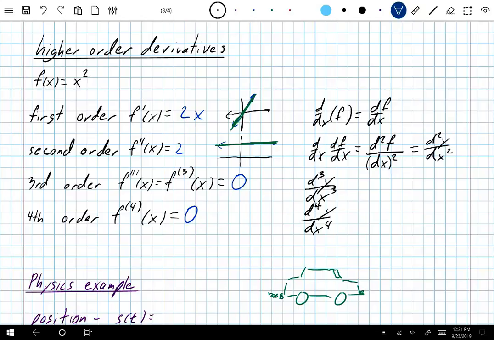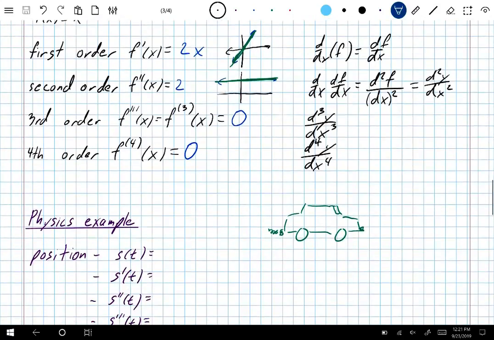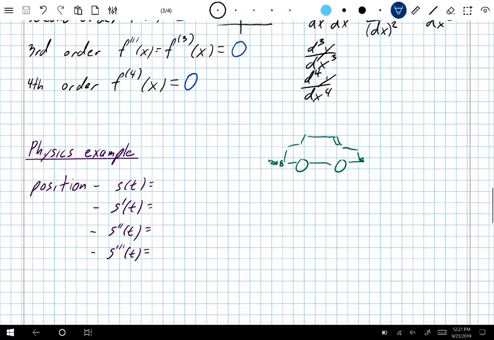Okay, cool. That's not going to come up that much, especially for these higher ones. But reading and writing derivatives is important. All right, let's see the most common classic example of this, which is in physics or engineering.